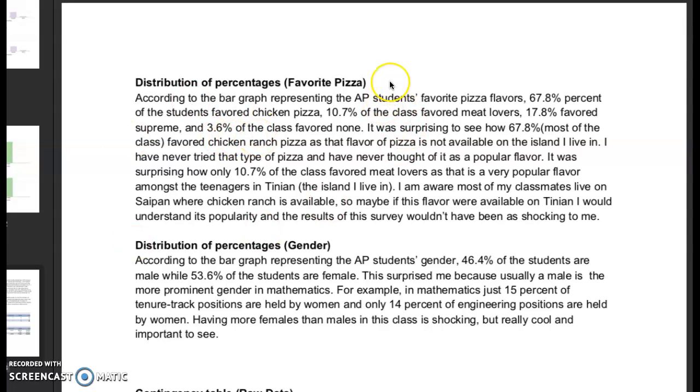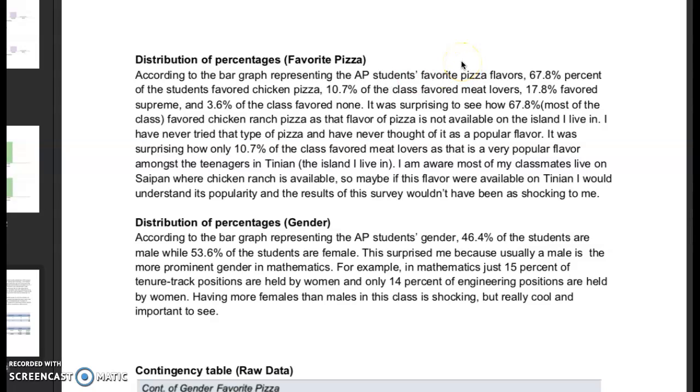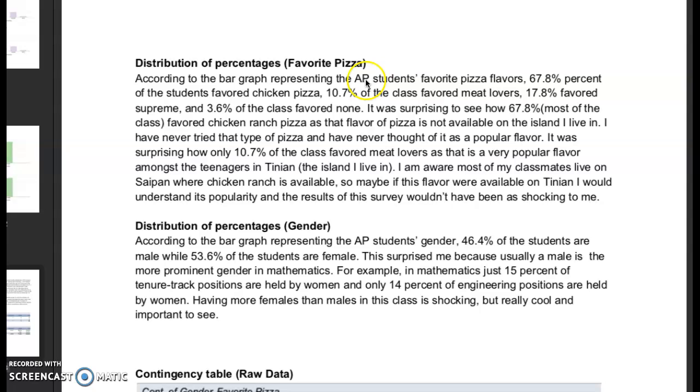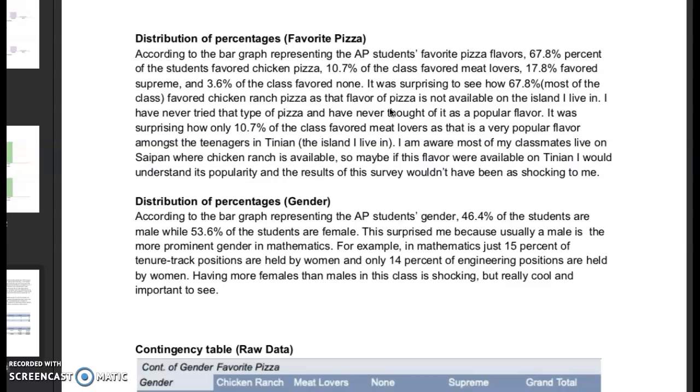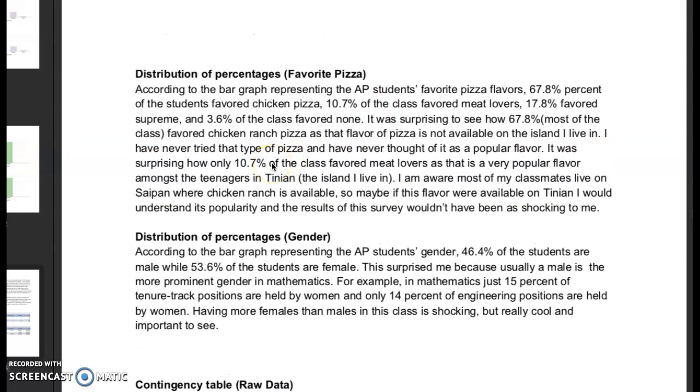This was really surprising to me because in Tinian we don't really have Chicken Ranch flavored pizza here, so I wasn't expecting this to be a popular flavor amongst the other students because I've never tried this flavor. It was also surprising that only 10% of the people in this class liked Meat Lovers, as this is a really popular flavor amongst teenagers my age here where I live. I understand that many of the students in this class live on Saipan, so if this flavor were available on Tinian, maybe I would understand its popularity, but the results were a bit shocking to me.